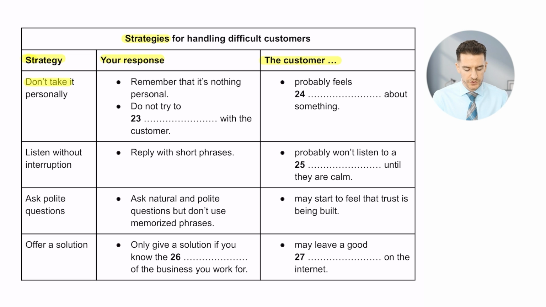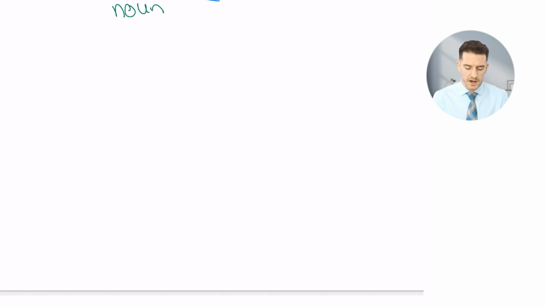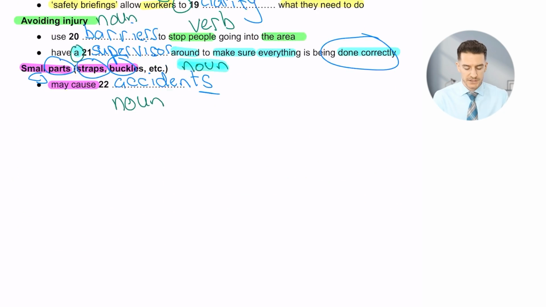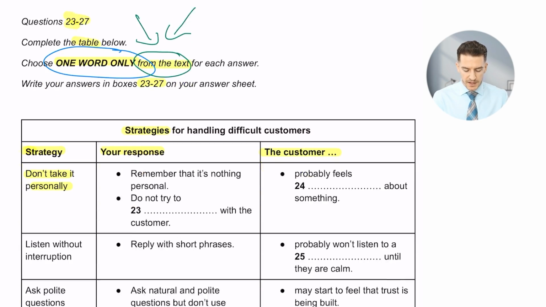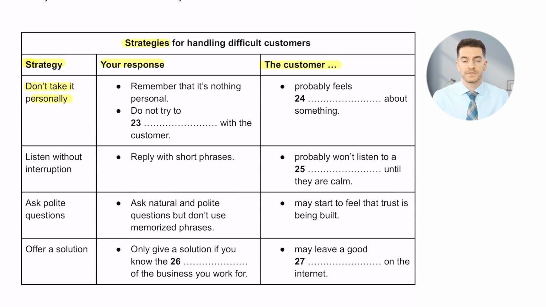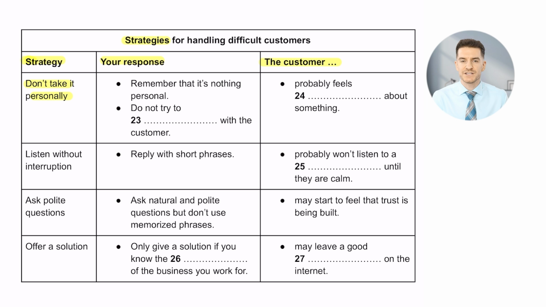Okay, so the first one, don't take it personally. Remember, it's nothing personal, okay? Do not try to something with the customer. So just like the previous questions up here where we predicted the part of speech, you can do the same thing here, and you can do them all before you start looking for the questions, or alternatively, you can do them when you do each question. It's up to you. Just do what's best for you, okay? Always do what's best for you. Don't follow what other people tell you.